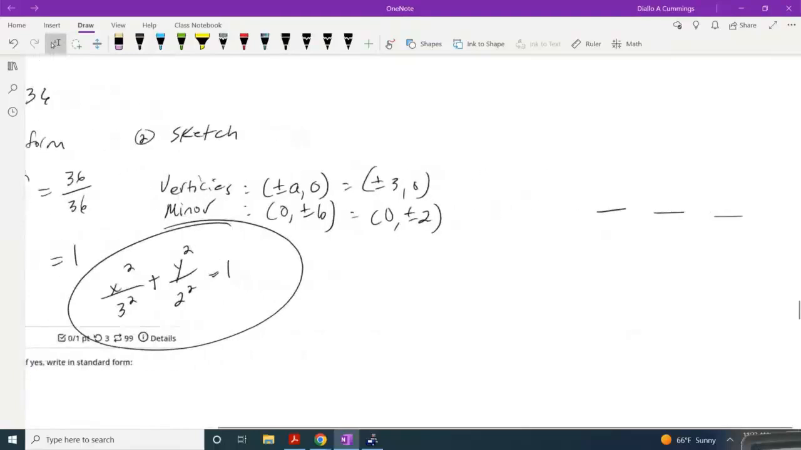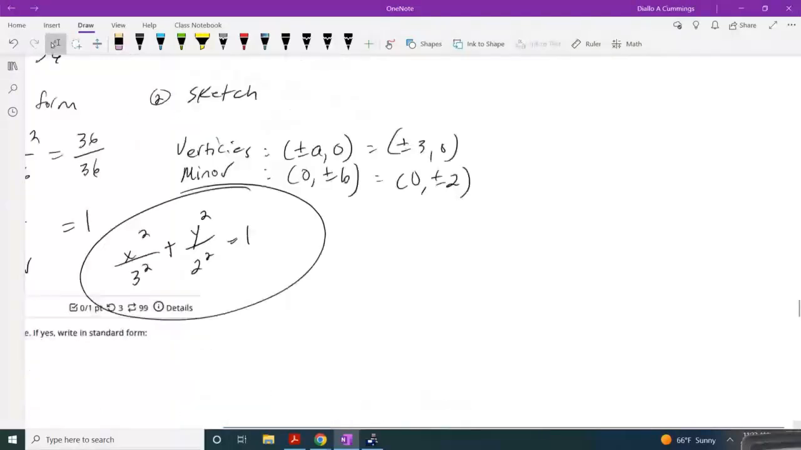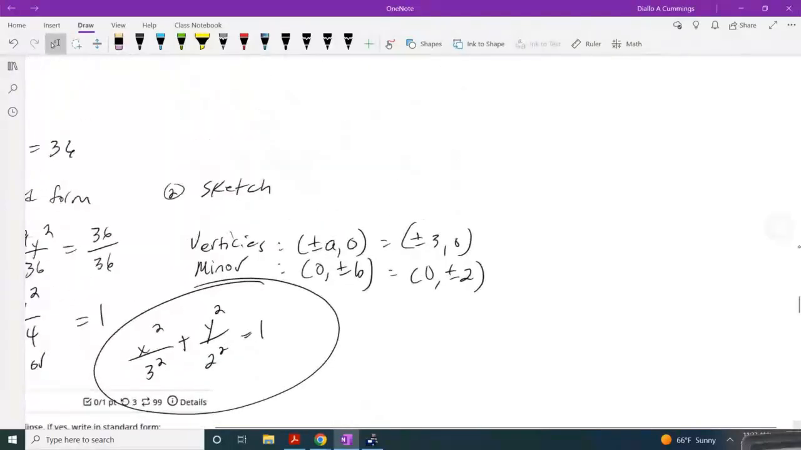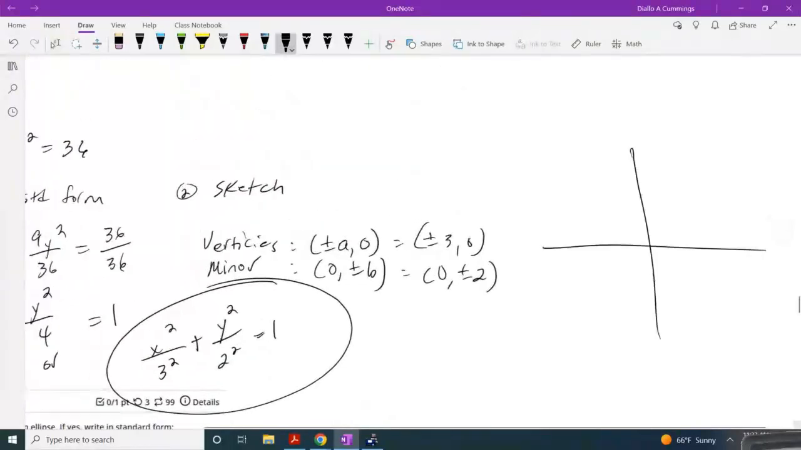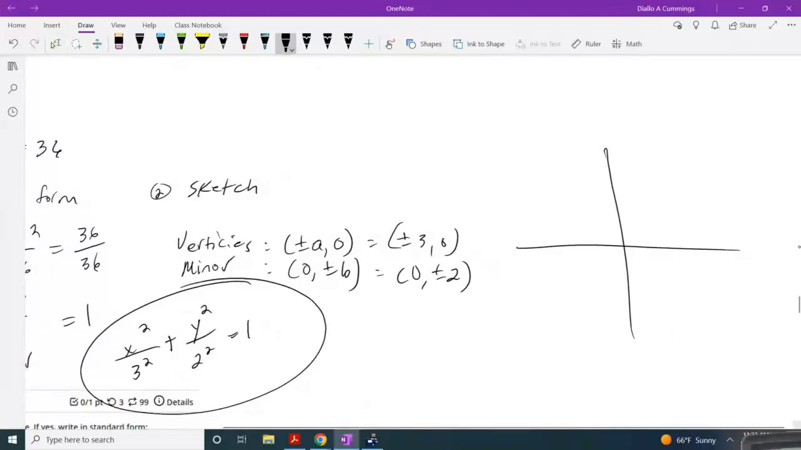This thing will not let me slide it over. All right, so just a little quick x and y axis. My vertices are plus or minus 3, comma 0. So I'm going to go over 3 places to the right. Since my coordinate is 0, I'm going to remain on this point. My other vertex is negative 3, comma 0.